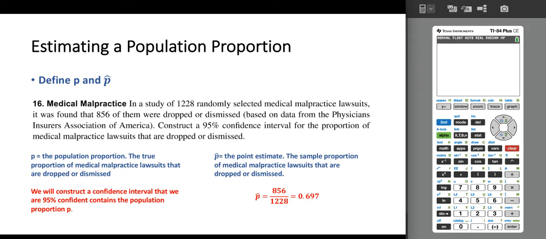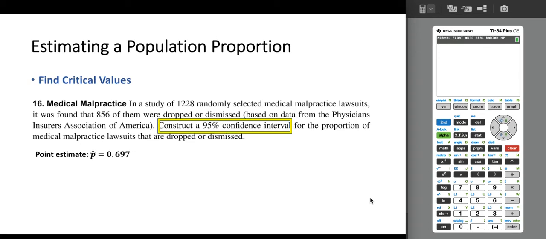Okay, what we want to do is construct a confidence interval for what that actual proportion is. We don't know what it is. We just have a guess. So we want to construct an interval, and we want to be 95% sure. That's what this 95% means, that our actual value of P is going to be in that interval. To do that, we have to know what our critical value is. Remember, we're constructing a 95% confidence interval.